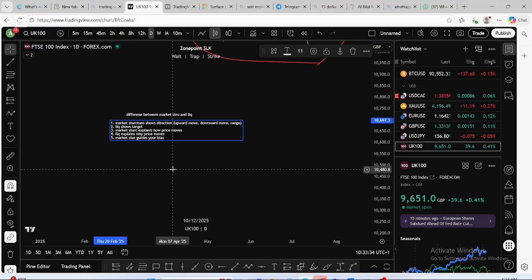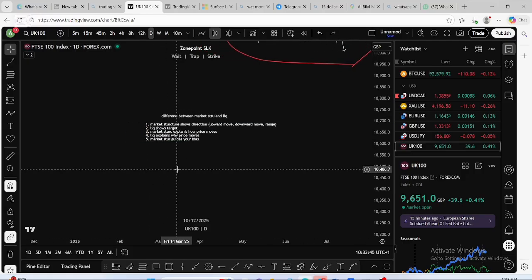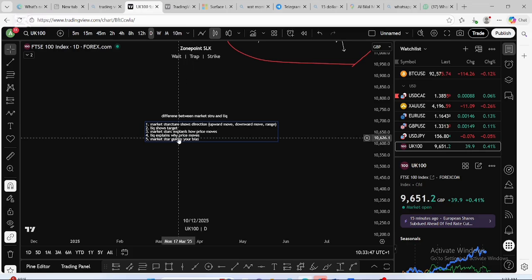If you are using ICT, SMC, Malaysian support and resistance, demand and supply, break and retest, trend line, the major thing you need to understand is market structure. When you understand market structure and your liquidity, your strategy will always work for you, any strategy at all.